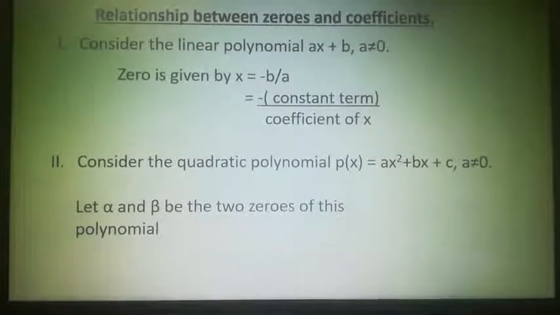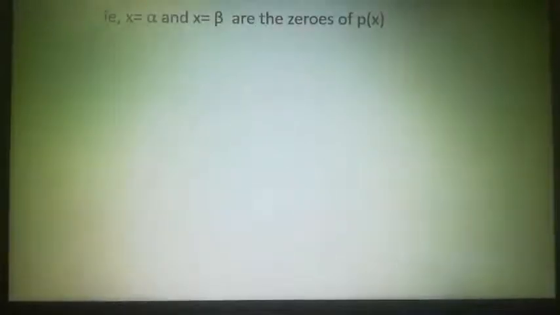So let alpha and beta be the two zeros of this polynomial ax square plus bx plus c. So there are two zeros. We denote the zeros by alpha and beta. These are two Greek alphabets, used to represent the zeros. Now we have the two zeros, x is equal to alpha and x is equal to beta are the zeros of this polynomial p of x given by ax square plus bx plus c.